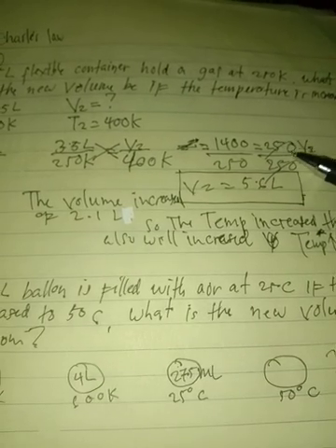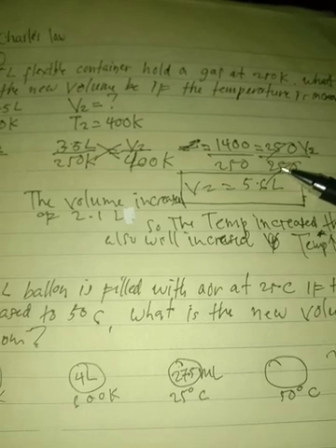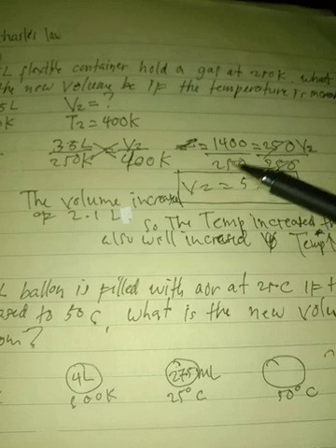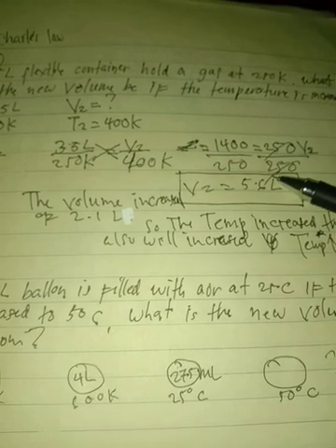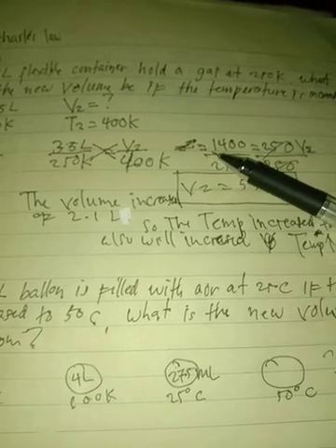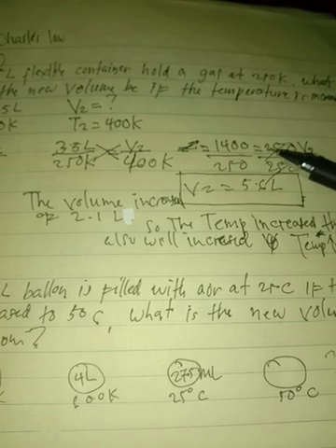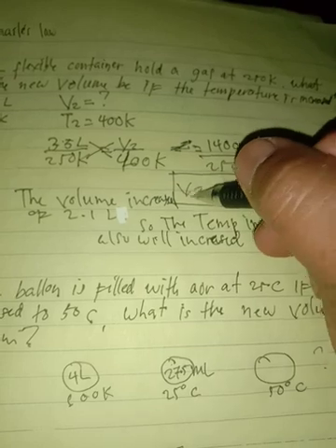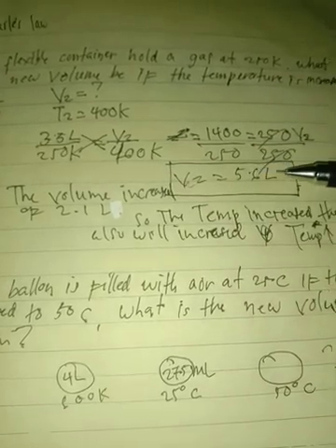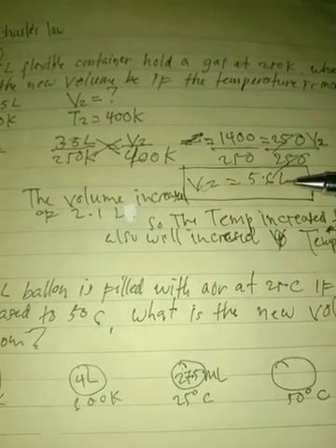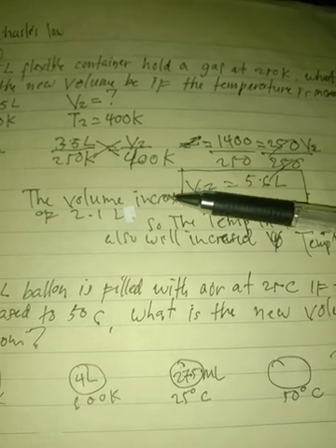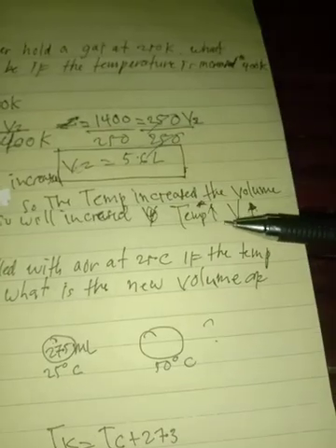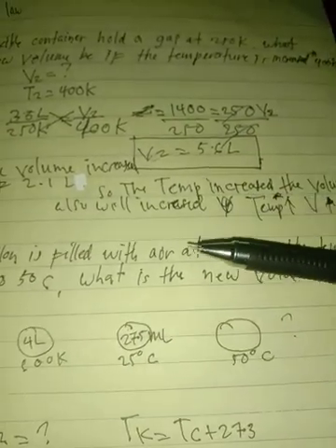So we are going to divide both sides by 250, then 250 cancels. 1400 divided by 250, the volume V2 is 5.6 liters. So the volume increased by 2.1 liter. So as the temperature increases, the volume also increases.